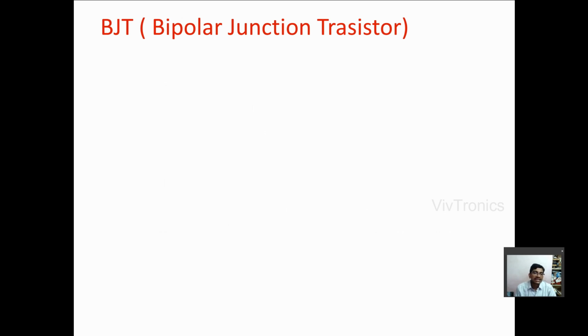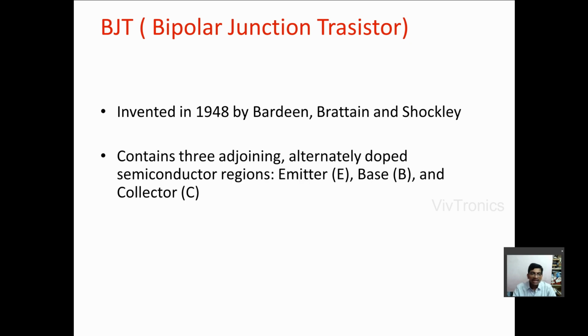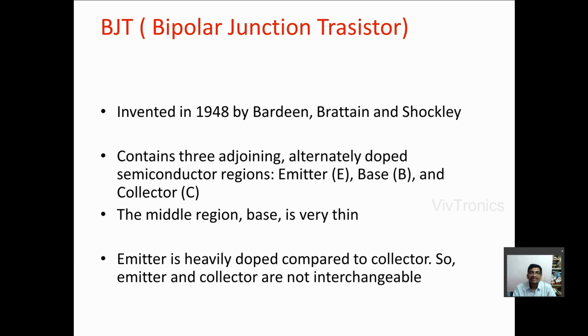What is BJT? The BJT is nothing but the bipolar junction transistor, which was invented in 1948 by Bardeen, Brattain and Shockley, and which contains three adjoining alternately doped semiconductor regions: emitter, base and the collector. The middle region is the base, which is a very thin region, and the emitter is a heavily doped region, so we cannot interchange the emitter and the collector terminals.